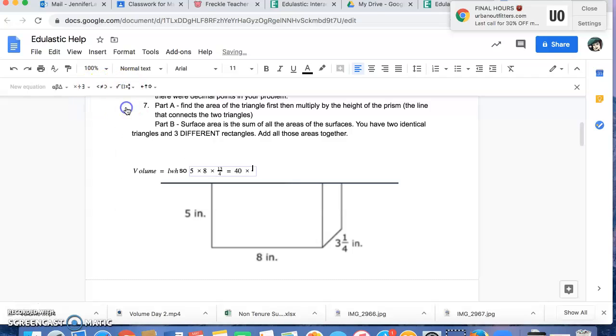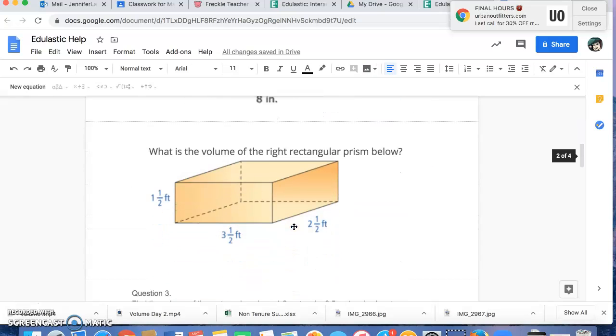times 14/4. I can cross cancel the 4 and the 40. The 4 would become a 1. The 40 would become a 10. So 140 inches cubed would be your answer for number 1.